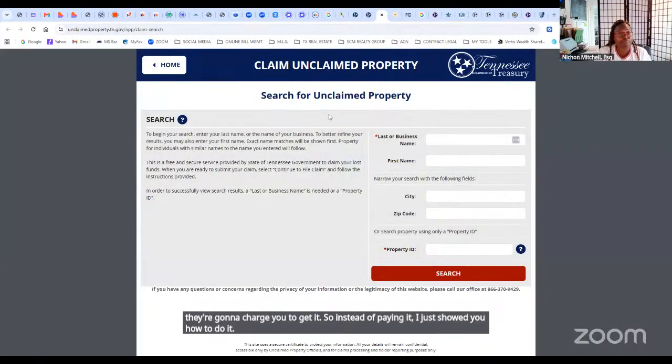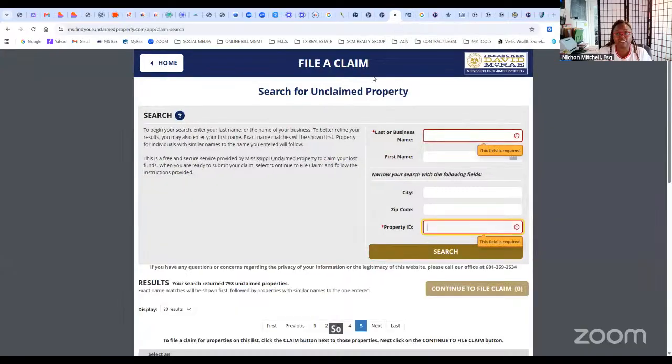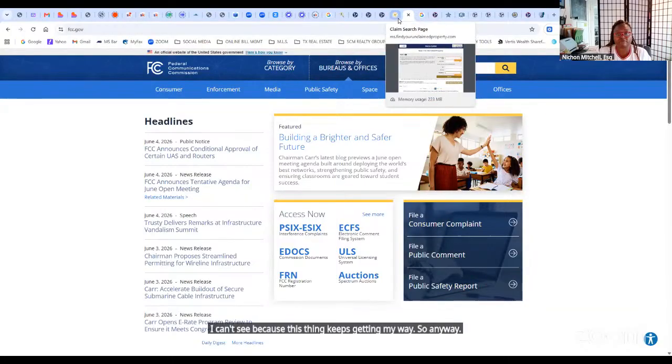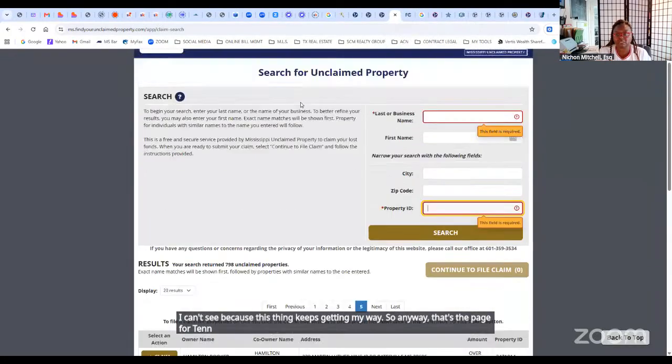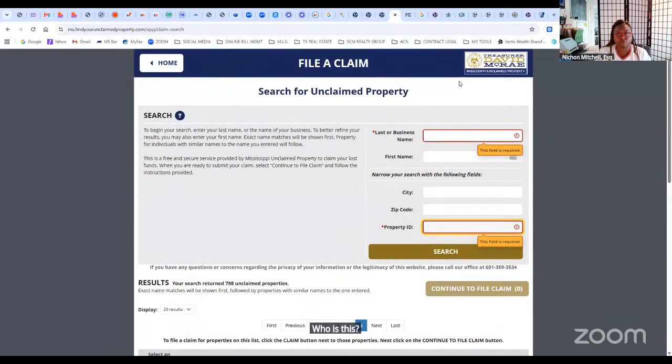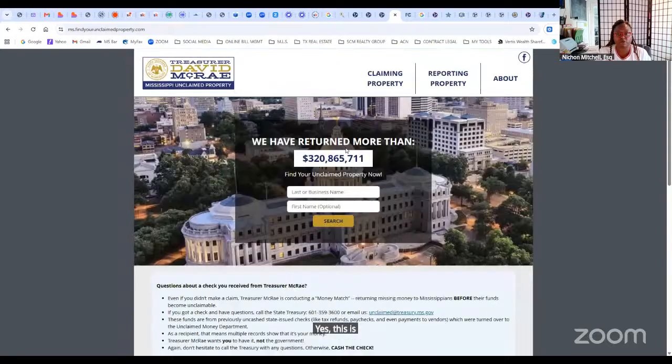So that's the page for Tennessee. And then I had the page up for Mississippi, but I have this thing in the way and I can't see because this thing keeps getting in my way. So anyway, that's the page for Tennessee. Is this the page for Mississippi? Hold on. Who is this? Yes, this is Mississippi's page right here.